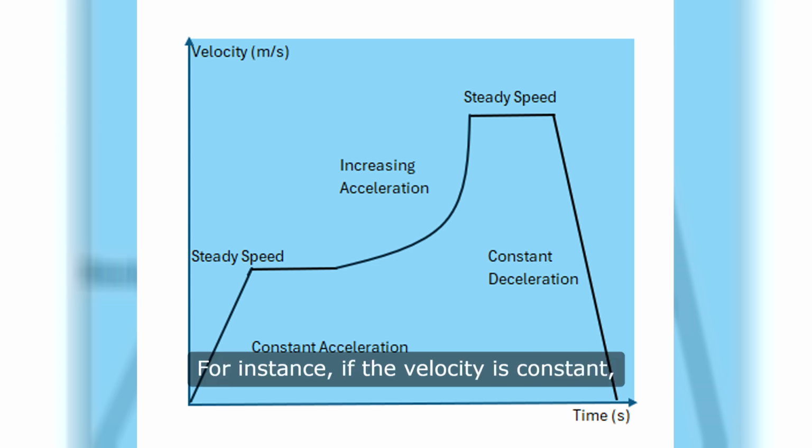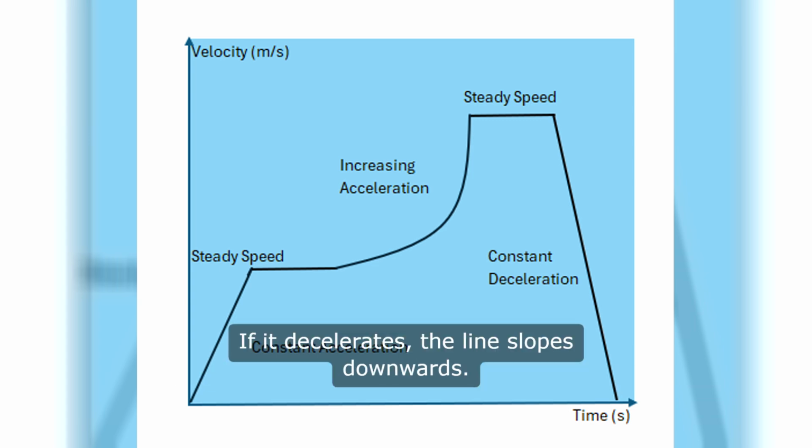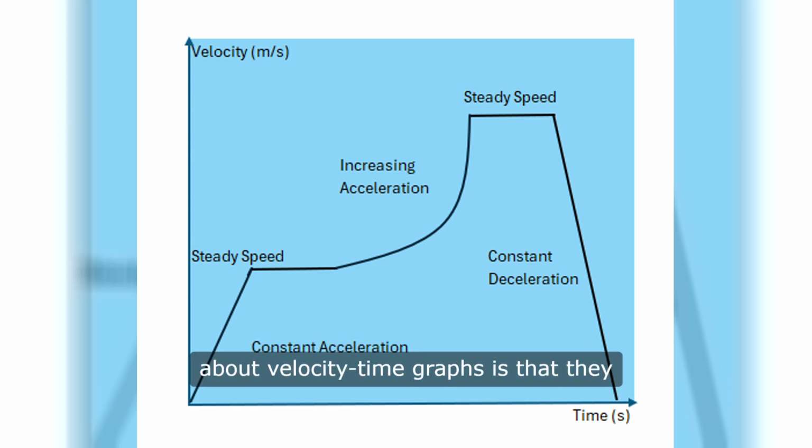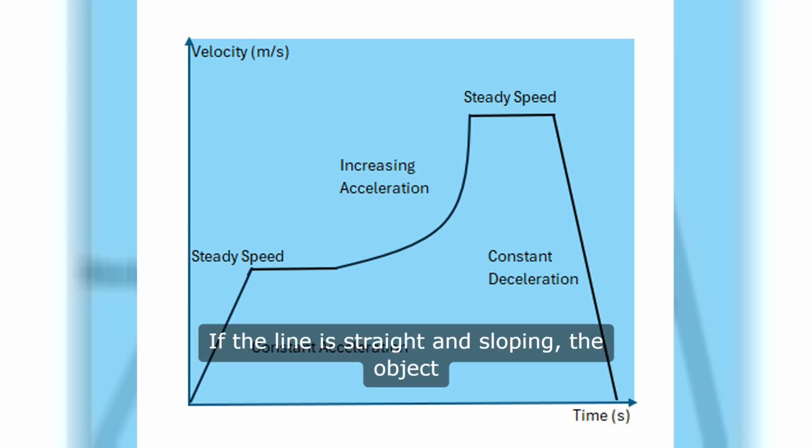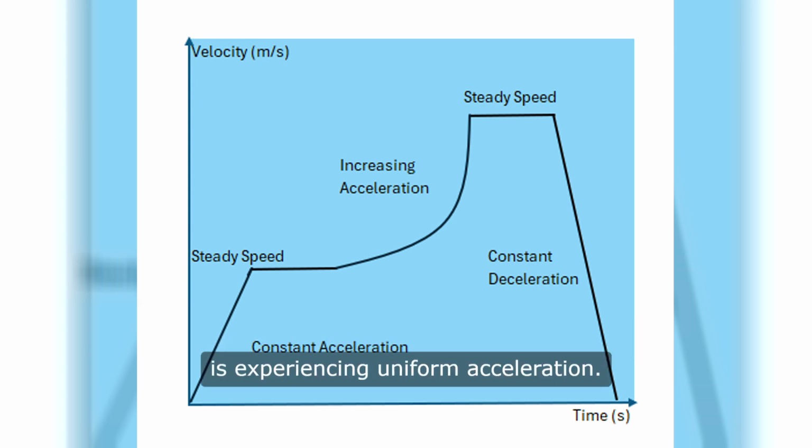For instance, if the velocity is constant, the graph will show a horizontal line. If the object accelerates, the line will slope upwards, indicating an increase in speed. If it decelerates, the line slopes downwards. What's particularly interesting about velocity time graphs is that they can also help us understand the concept of acceleration. If the line is straight and sloping, the object is experiencing uniform acceleration. If the line curves, it indicates that the acceleration is changing.